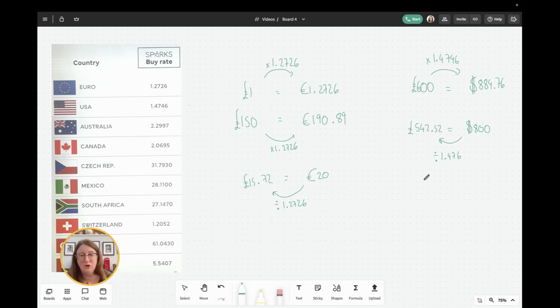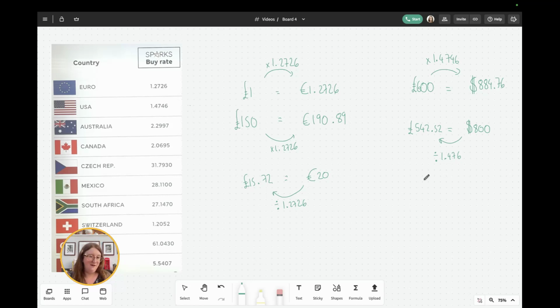And it doesn't matter what currency you have. You take your base currency, your starting currency. For me, that's the British pound, 1, and I'm going to multiply to turn it into the currency that I'm going to change. And I'm going to divide to come back to my original currency.